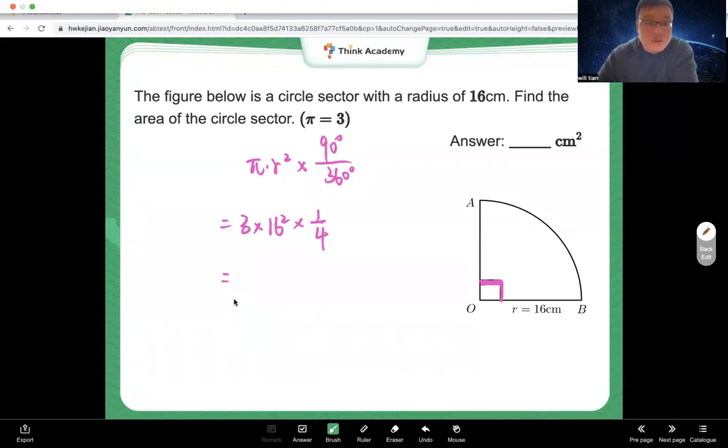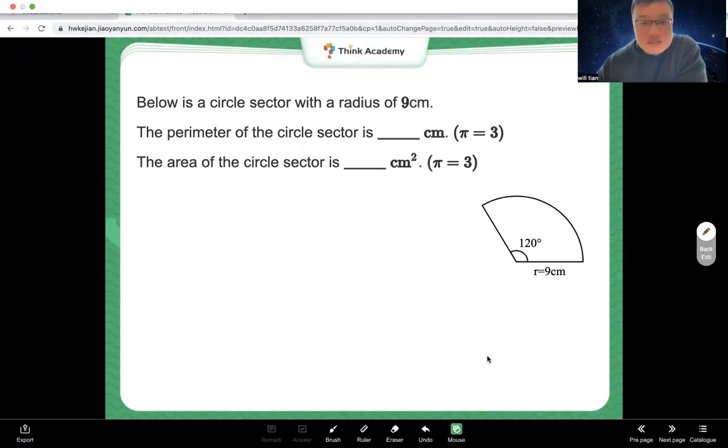What is the number that you got? Is the answer 192? Yep, that's right. 192, guys. When you calculate that, you get 192. So that's the area of this sector. All right. So next one.